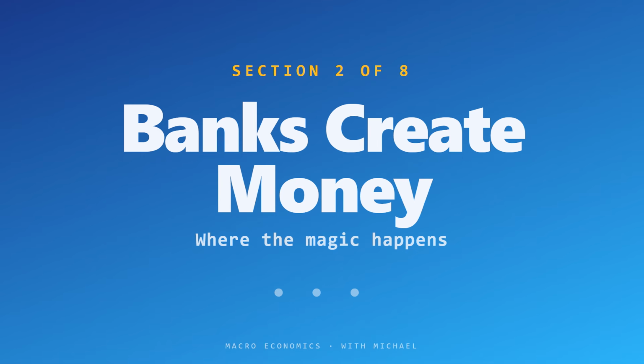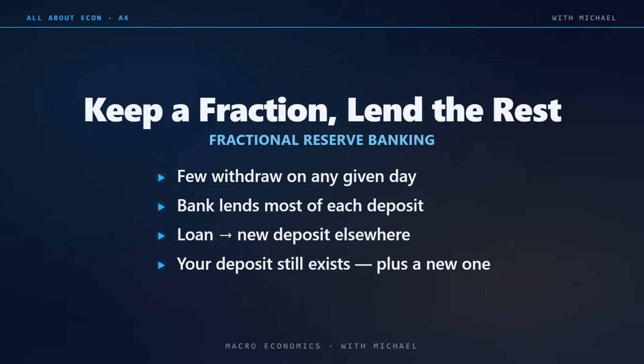Your original deposit still exists as a number you can spend, but a new loan and a new deposit have been created on top of it. The same base money now supports a growing tower of deposits. This is fractional reserve banking, and it is not a conspiracy or an accident. It is the designed architecture of every modern economy.